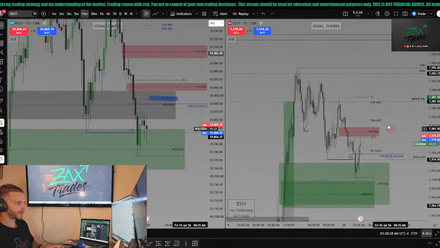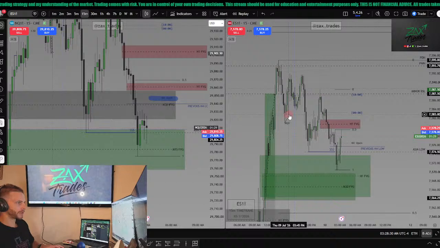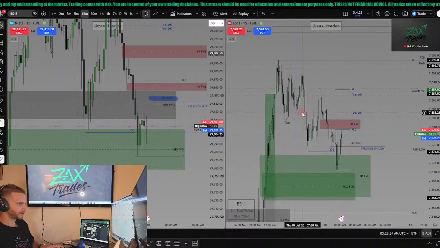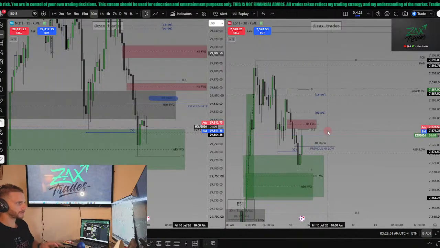We have the previous day high at M. So you got some very interesting relative equals right here. These are the 30-minute like.